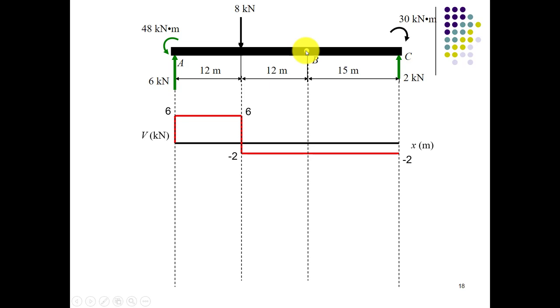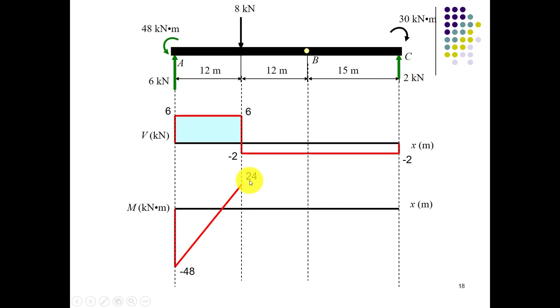For the moment diagram, you have 48 kilonewton meter of moment acting. It is in the counterclockwise direction, so it's taken as negative. You add the shear force area to negative 48, which is 6 into 12, which translates as 72, so it goes to a value of 24. Then you subtract the shear force area, 2 into 27, and then it goes to negative 30.